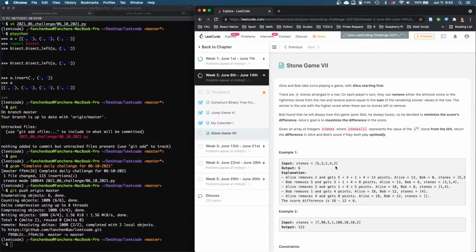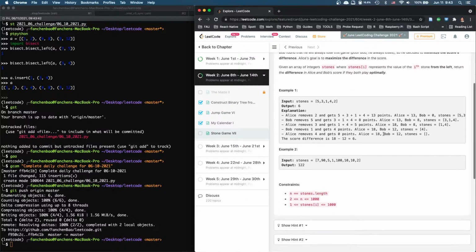Wait, hold on. So Bob always loses the game, so he decided to minimize the score's difference between him and Alice. Alice's goal is to maximize the difference in the score. So we're not only doing who's gonna win, we know Bob is always gonna lose. So one person is minimizing, the other person maximizing the score. Given an array of integer stones, where stones[i] represents the value of the ith stone from the left, return the difference in Alice and Bob's score if they both play optimally.